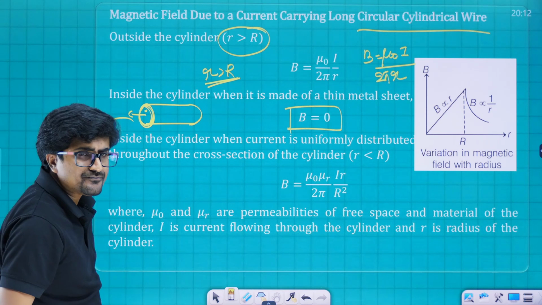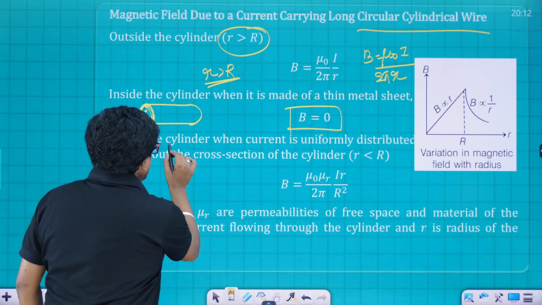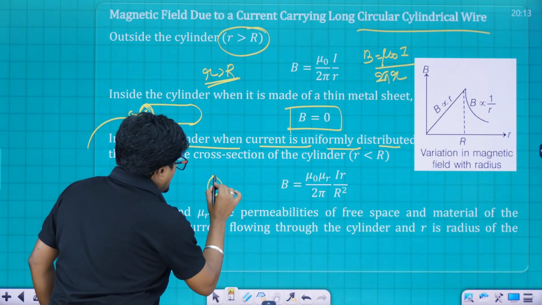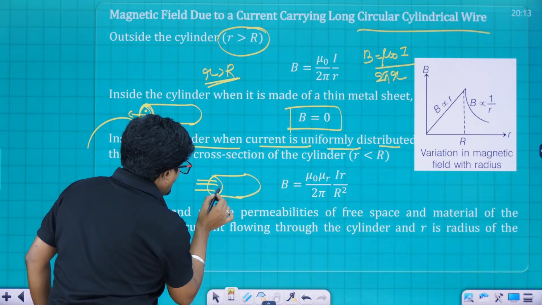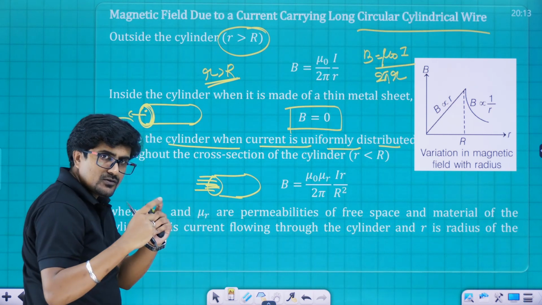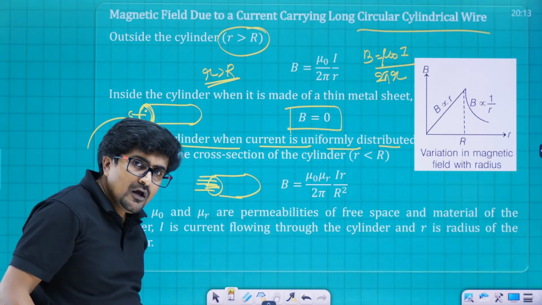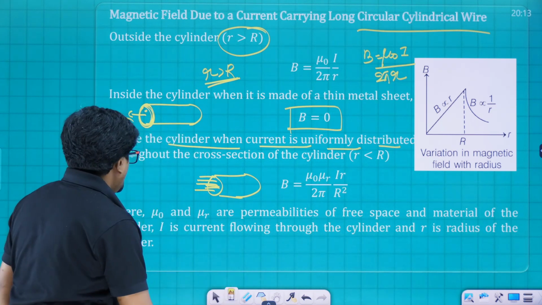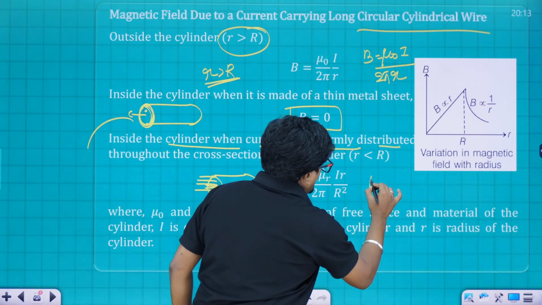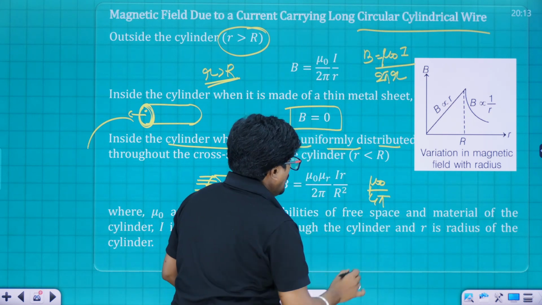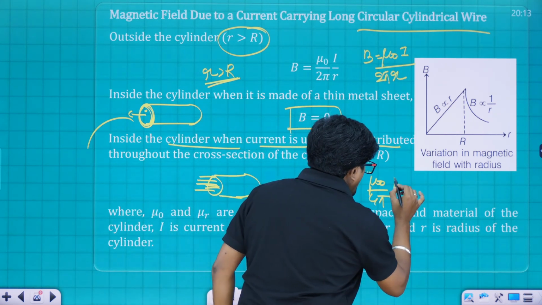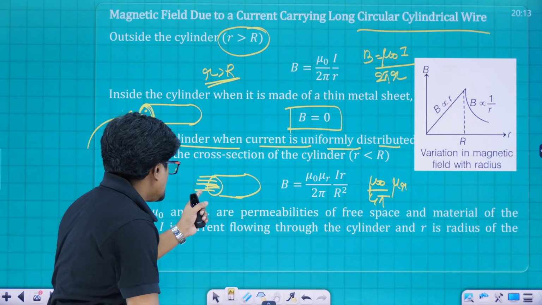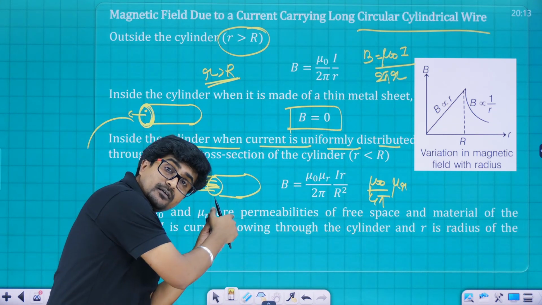And now comes the next, that is inside a cylinder where current is uniformly distributed. That means this time the current is flowing even through the cross section. So this time it's a solid cylinder, not a hollow cylinder. I repeat, this time it's a solid cylinder, not a hollow cylinder. In that case, the magnetic field is going to be mu naught divided by 4 pi into mu r, where mu r is the relative permeability of the material out of which this cylinder is made.